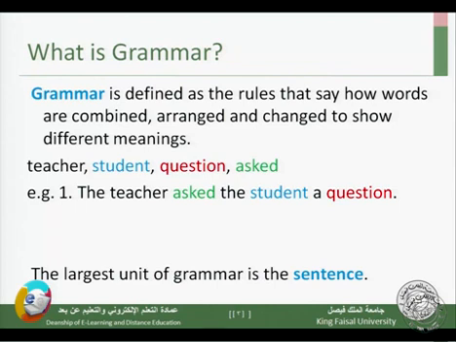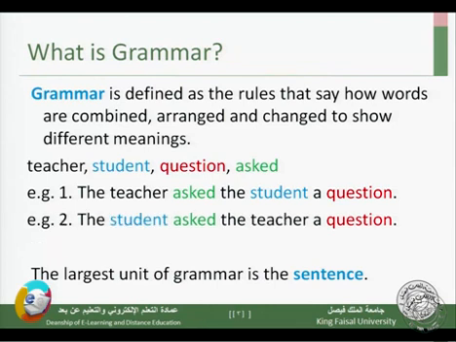We can also change the arrangement of these words to convey a different meaning. So we have the same words, but we change the arrangement to show another meaning. So here, the student is asking the teacher a question. So you see, through changing the arrangement of these words, we came up with a different meaning. So this is the use of grammar.